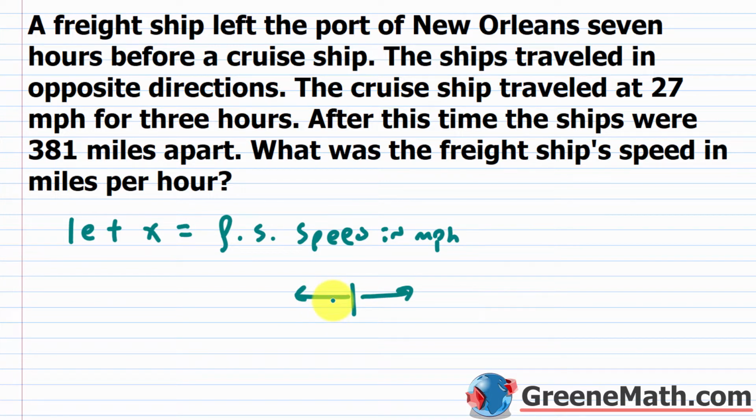Again, this is just a simple illustration to show what's going on. So we know at the end of the day, the distance between them, in other words, from right here to right here, if we measure that whole distance, it's 381 miles, because it tells us after this time, the ships were 381 miles apart.